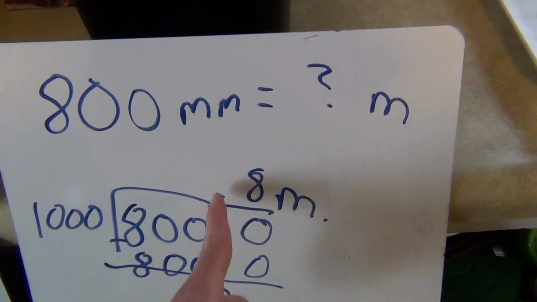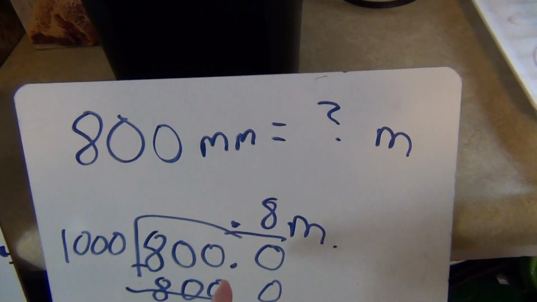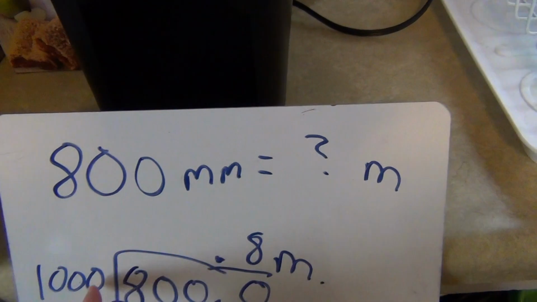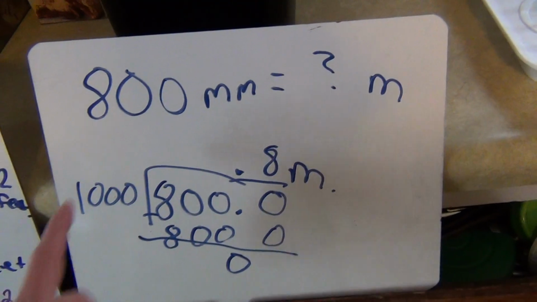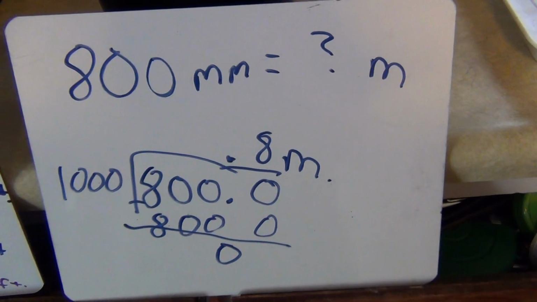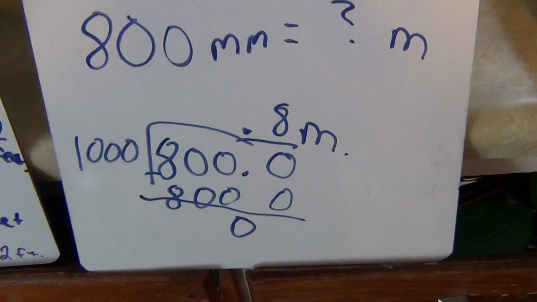Okay, so we're going to bring our decimal straight up, because if you don't bring that decimal up, it doesn't count. So you're going to put the decimal there. And now we can do 8 times 1,000 equals 8,000. Subtract, we get 0. So 800 millimeters equals 8/10 of a meter. And remember, if this is confusing, rewatch these videos.